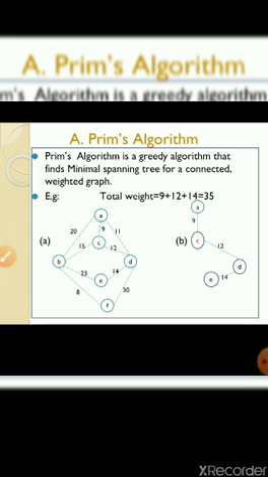Prim's algorithm is a greedy algorithm that finds a minimum spanning tree for a connected weighted graph. See the example in the below graph, which is graph A. So it is a fully connected graph with weights. Let us break it into a minimal weighted and connected graph. Look at graph B on the screen.